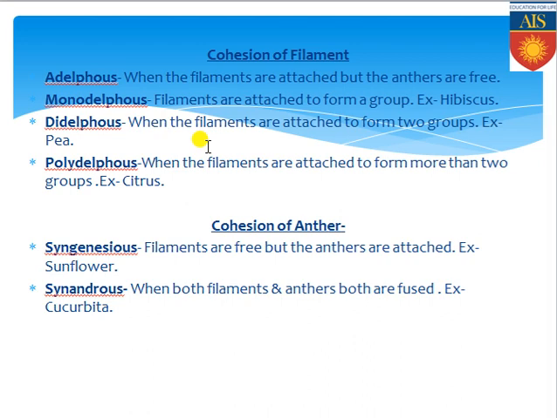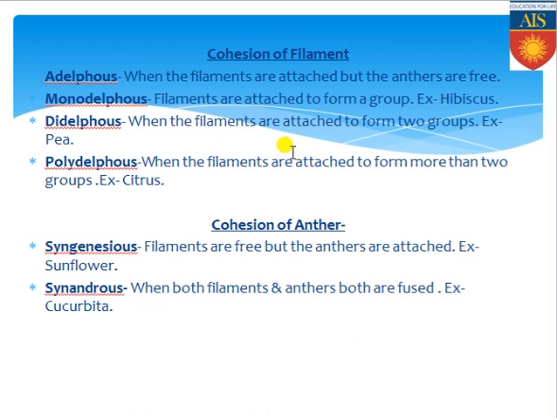And synandrous is when both filament and anther are fused, commonly known as synandrous. As an example, cucurbita. So this is the classification of the flower based on cohesion of anther, where first filaments are associated and anthers are free, then anthers and filaments are all associated, all fused. Okay. So I think we have understood these specific categories of the flower based on various features.